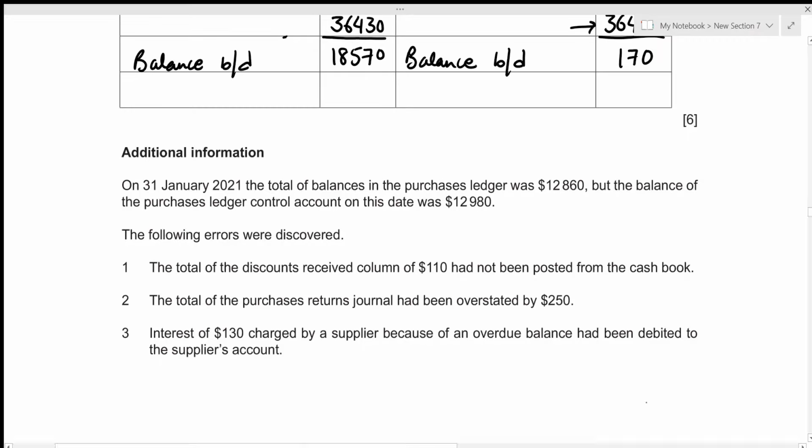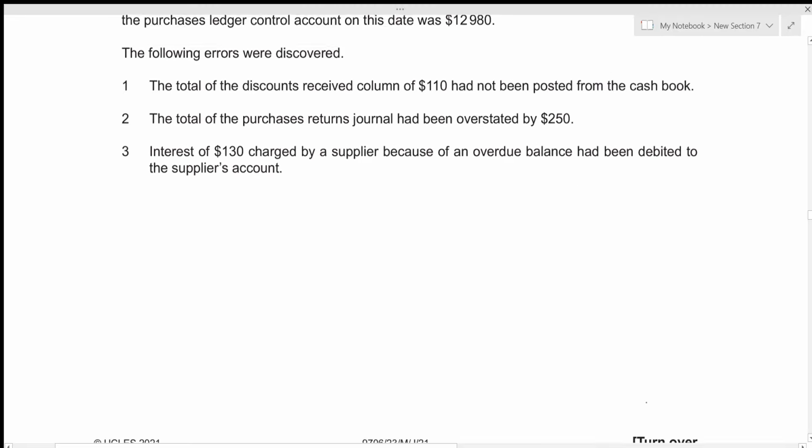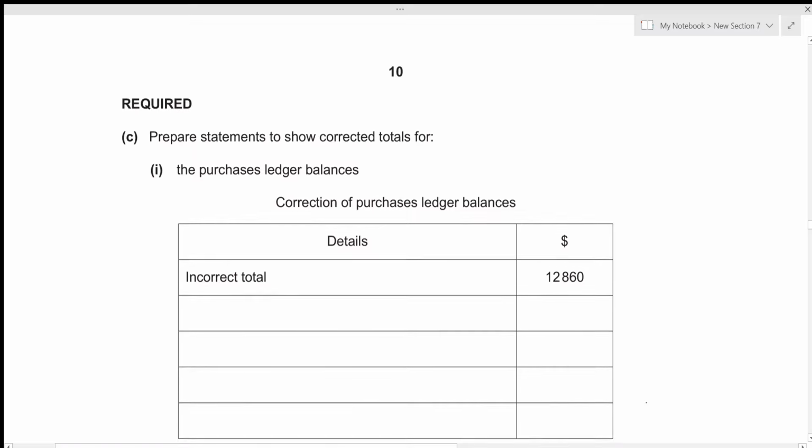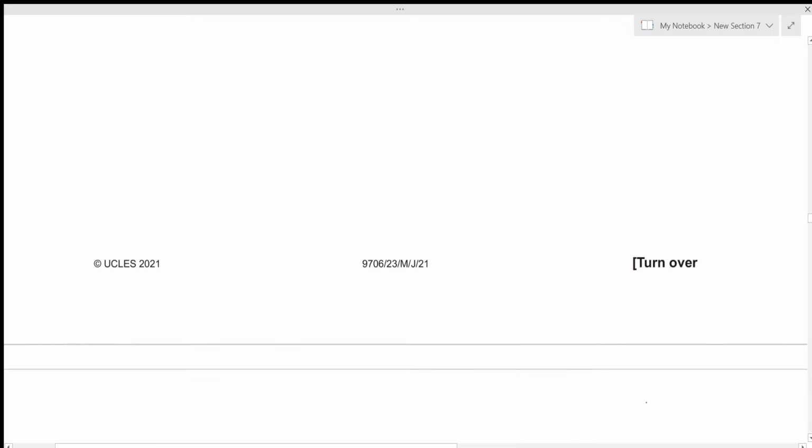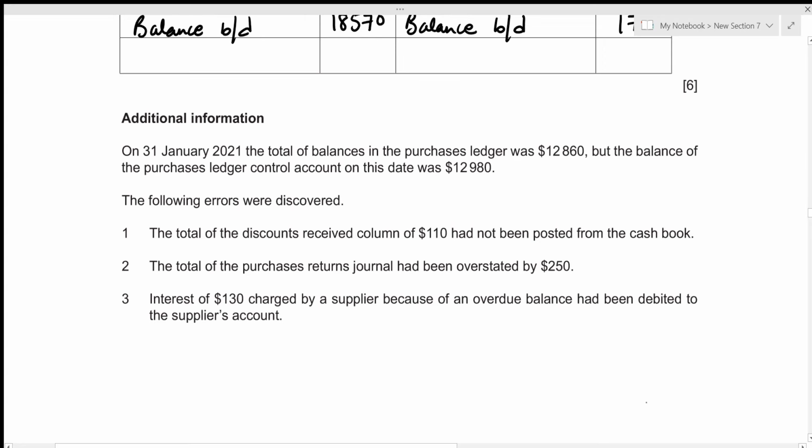We are given additional information relating to the balances in the purchase ledger and purchase ledger control account. Firstly, let's have a look at this question. We need to prepare statements to show corrected totals for the purchases ledger balance. Let's first do this. Now we are given three errors.